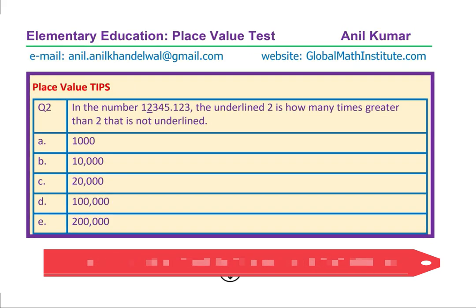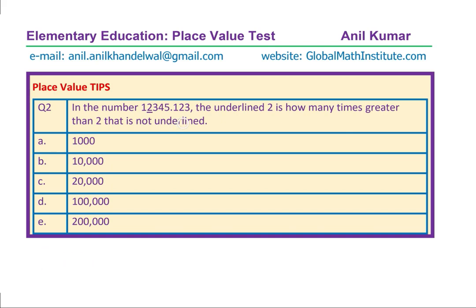Here is the second question for you, which is, in the number 1234.123, the 2 is underlined. The underlined 2 is how many times greater than the 2 that is not underlined? 1,000 times, 10,000 times, 20,000 times, 100,000 times, or 200,000 times. We'll give you some tips to understand this and answer similar questions very fast.